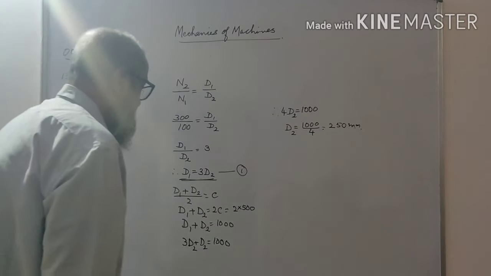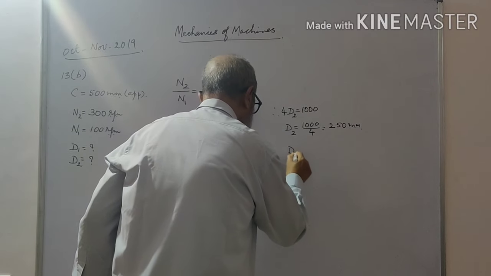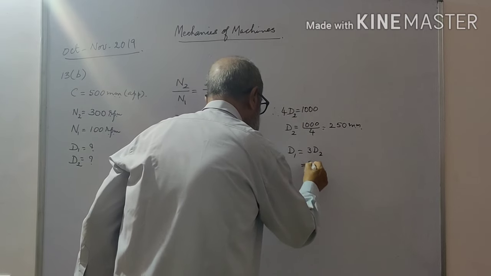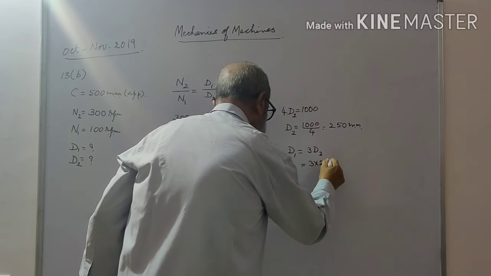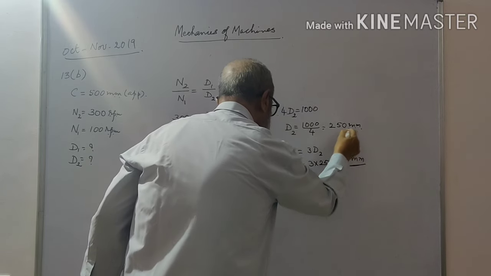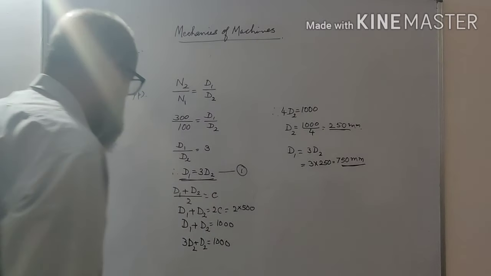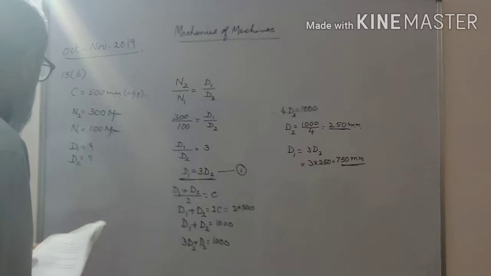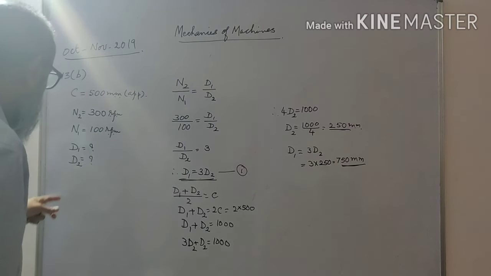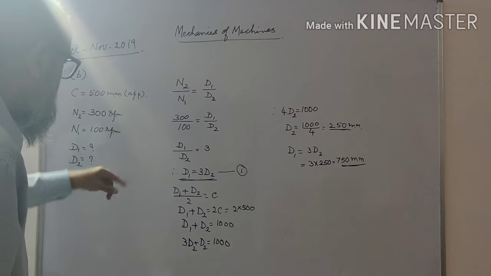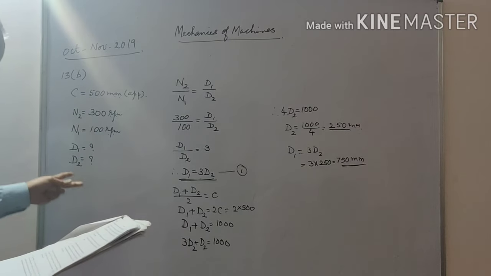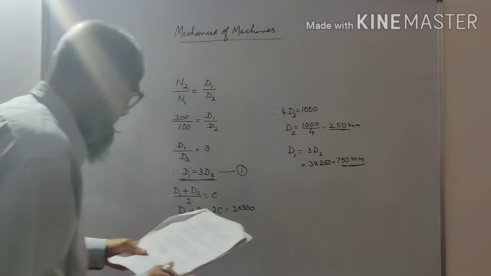Alright. The other wheel, D1, will be 3 times D2. So 3 times 250, that will be 750 mm. So these are the two sizes of D1 and D2. D1 is the pulley which is making the lesser number of RPM, and D2 is the one which is making the greater number of revolutions. So this is it. This is again a 5 mark problem, a very simple problem.